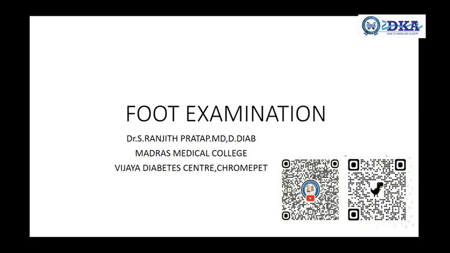Out of 100 diabetic patients, there are 15 patients with a chance of developing diabetic foot ulcer, and among the 15 diabetic foot ulcer patients, some may develop osteomyelitis, and this may require amputation. 80% of amputations often begin with a simple foot ulcer. So there is a need for proper examination.